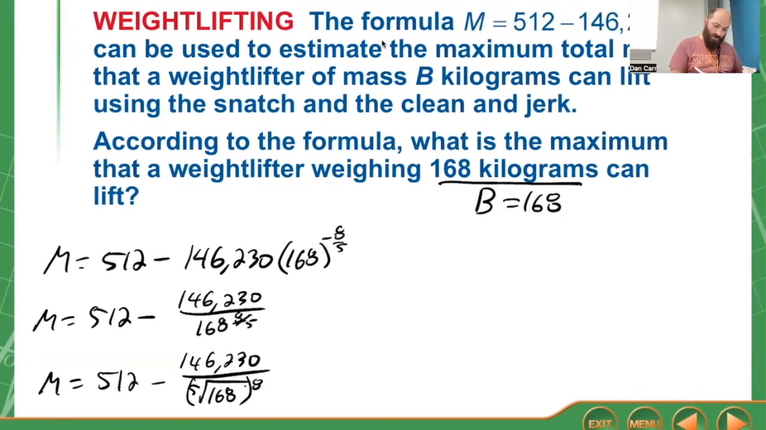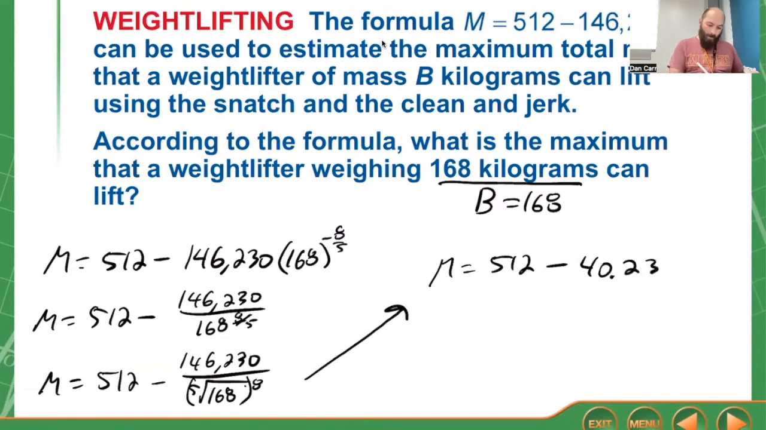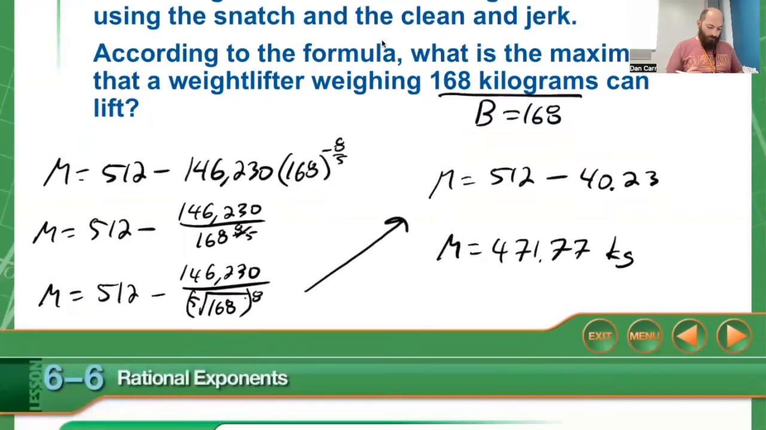Okay, so this is going to become m equals 512 minus 40.23. Okay, and then I just subtract those two. And I get the maximum amount that the weightlifter can lift will be 471.77 kilograms. Okay, so it's just a matter of working with this. It does not come out to an even number, so just use your calculator at that point.